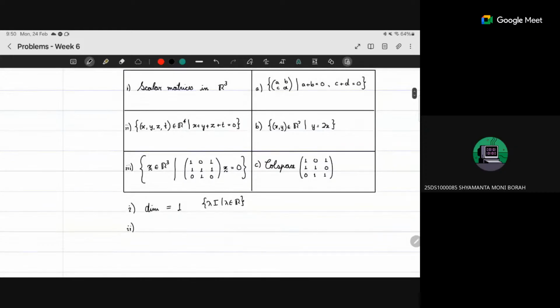This is a subspace of R4 specified by one condition. So what is its dimension? 3. Yes. This is 3. If you want, you can verify by constructing an explicit basis. You will get something like 1, 0, 0, minus 1; 0, 1, 0, minus 1; 0, 0, 1, minus 1.